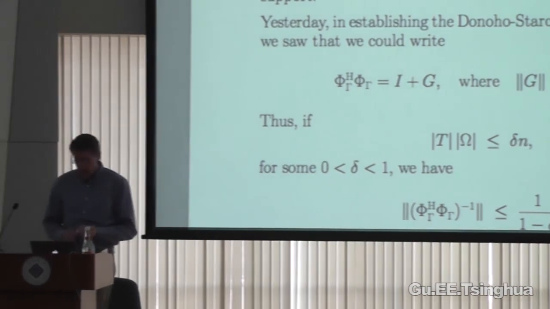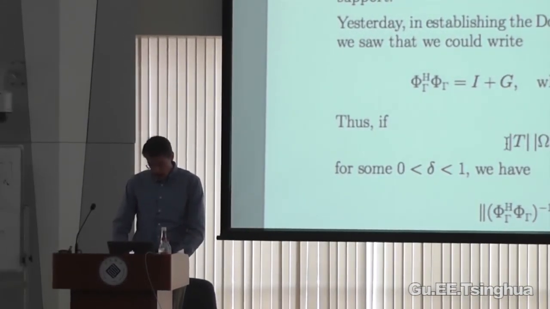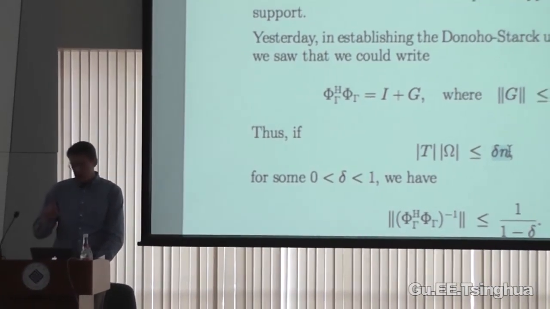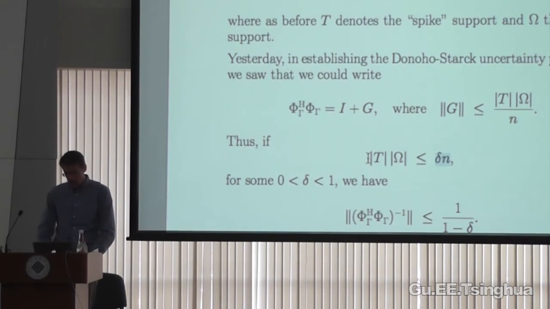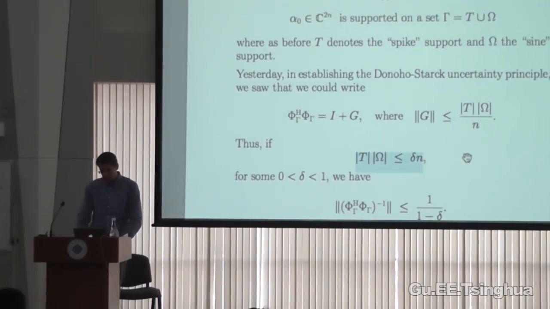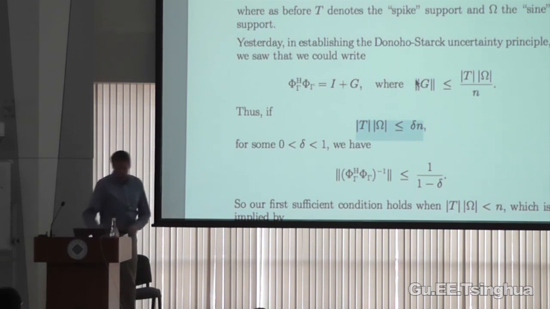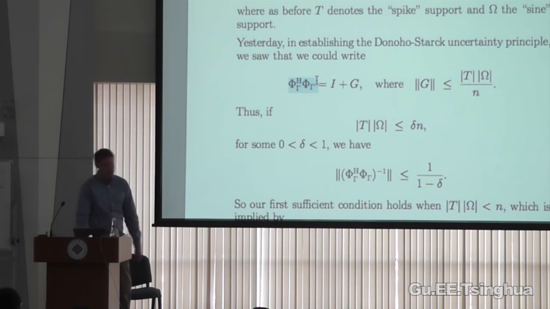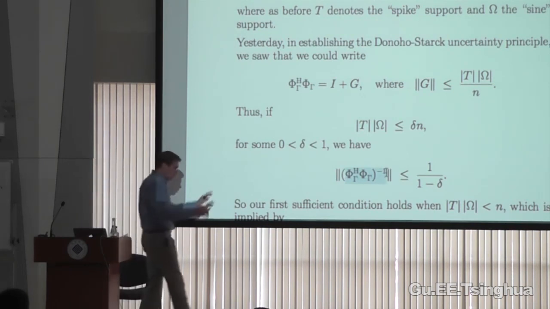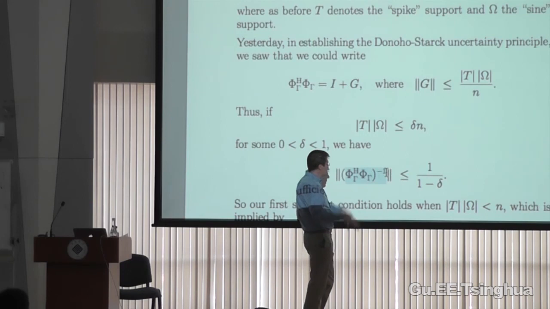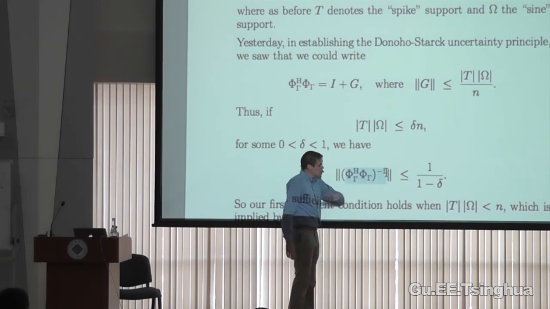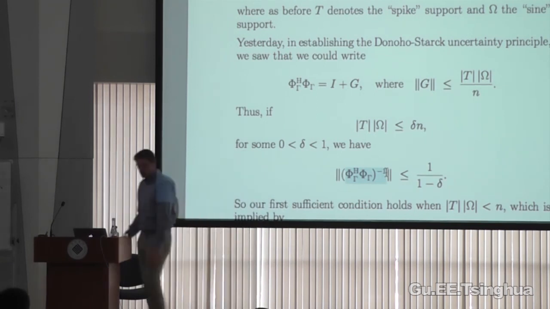So here's what we can say. Let's just introduce this constant delta, and we'll fill in what delta is in a second. If we can establish that T times omega is less than delta times n, then immediately I can say that the size of G is less than delta. And if the size of G is less than delta, that means that all the eigenvalues for this matrix are between 1 minus delta and 1 plus delta. Which means that all the eigenvalues for the inverse of this matrix are between 1 over 1 plus delta and 1 over 1 minus delta. So in particular, the operator norm of the inverse is less than or equal to 1 over 1 minus delta.